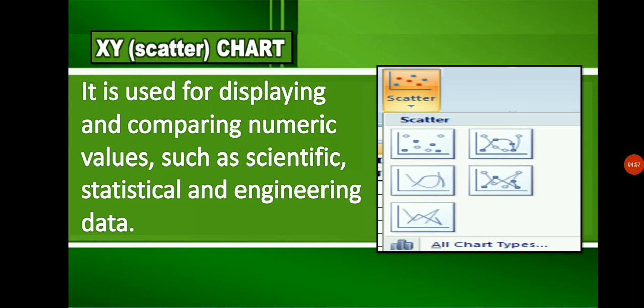coordinates. This scatter chart has two value axes, showing one set of numeric data along the horizontal axis or x-axis and another along the vertical axis or y-axis. It combines these values into single data points and displays them in regular intervals or clusters.